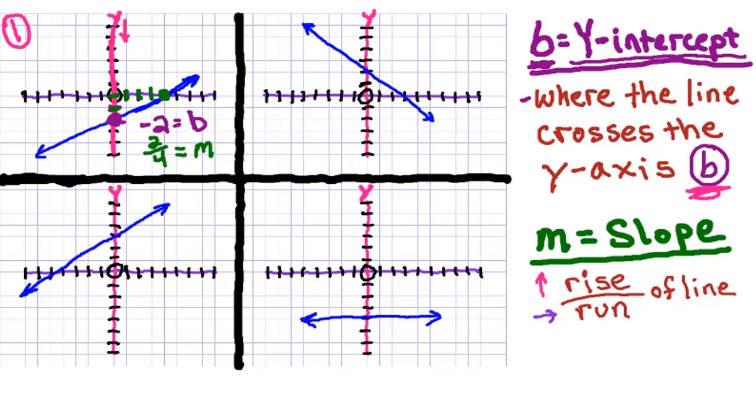Now what about the next graph? Where does the line cross the y-axis? It crosses right here, and that's a +2. So B is going to equal 2 in this case. Now we need to find the slope. So the slope is the rise over the run, and you see this line is going downhill. So this slope is going to be negative.